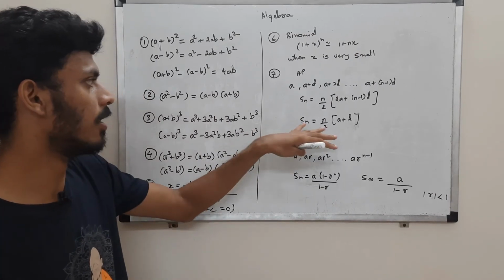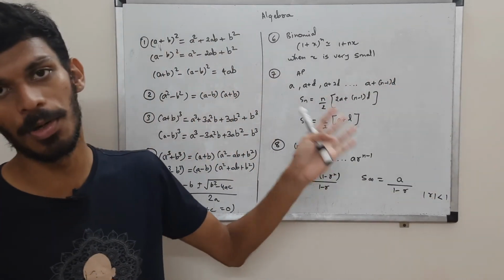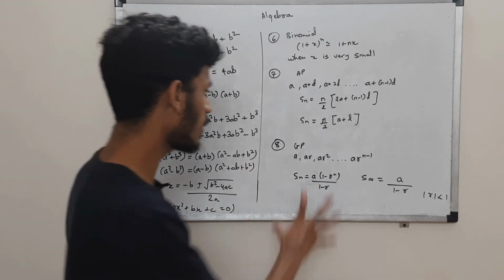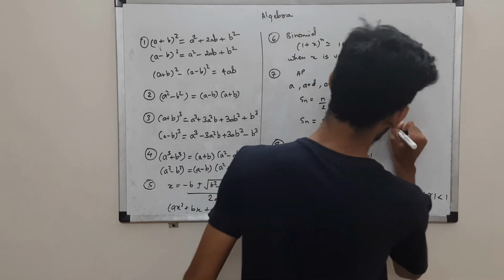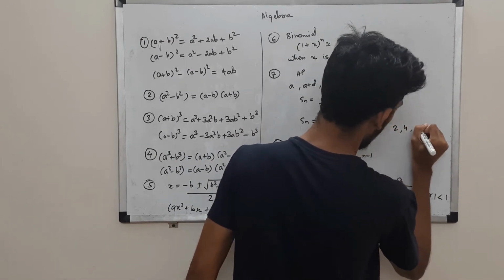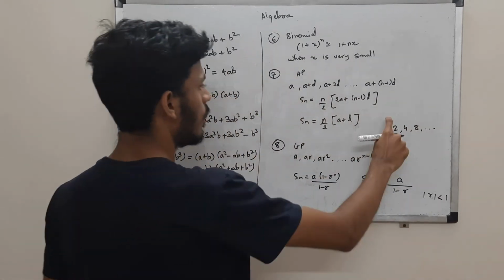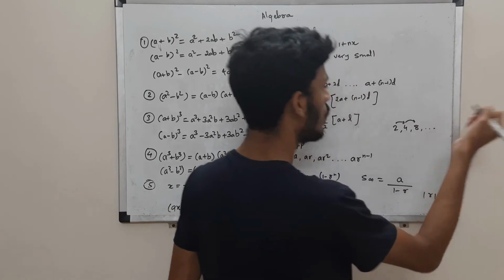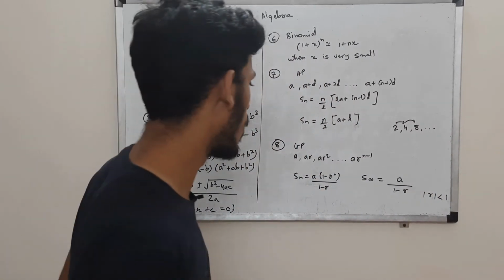And if you are given the last term, you can also use the formula n by 2 into a plus l, first term plus last term. And for GP, suppose you have a common ratio: 2, 4, 8, and it goes on. If you see, the ratio over here is 2, you multiply by 2, by 2, by 2. So that is GP. You multiply by a common ratio.